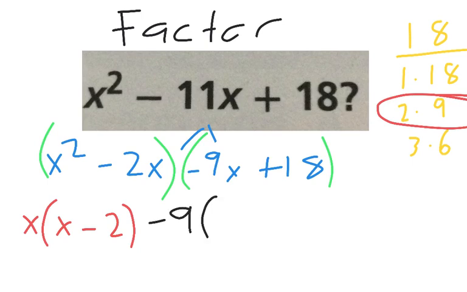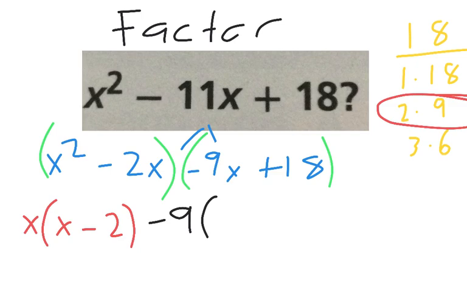Wait, I got a question. Yeah. How can you have -2 and -9 and then it 30? Negative times negative. Oh, never mind. I'm tripping. I hadn't realized that.